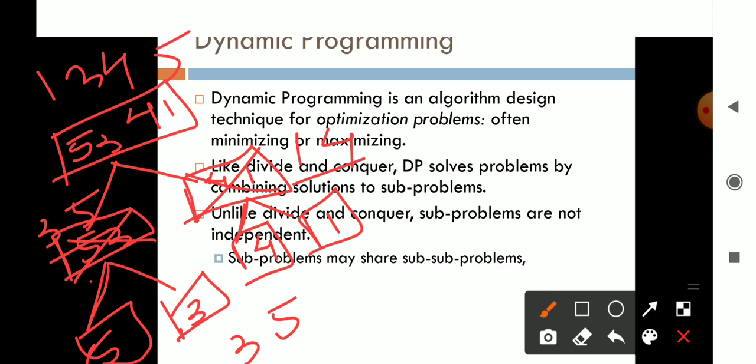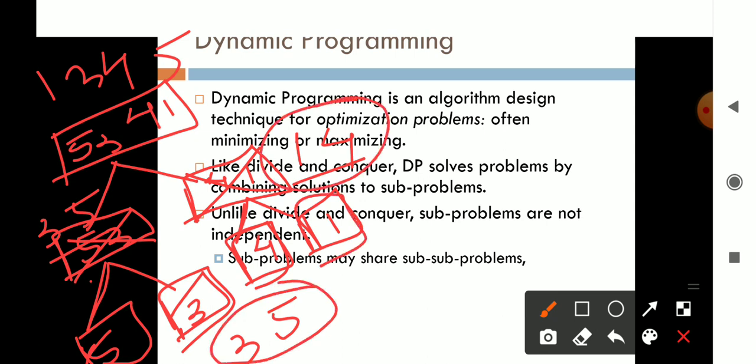Now here the problem is independent, we are solving independently. Here 5 and 3 are independent, 4 and 1 are independent. Here it is not repeated anywhere. These values are not repeated anywhere, but it may happen in dynamic programming that the repetitions may occur.